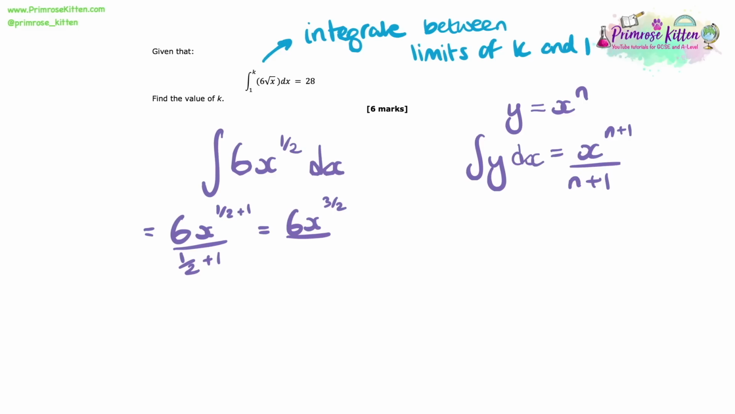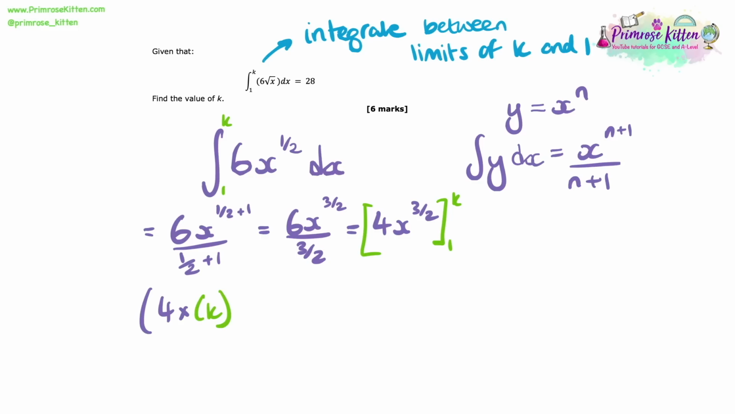So you can do it in little steps. Of course, probably you're just going to be doing it like I just said there, going straight to the 3 over 2. Just be careful because it's fractions. So 6 over 3 over 2 gives us 4. Feel free to use the calculator to do that, just get it right. So that gives us 4x to the power of 3 over 2. And we've integrated that now, but we need to put in those limits still. K on the top and 1 on the bottom.